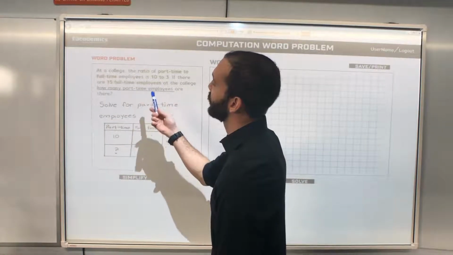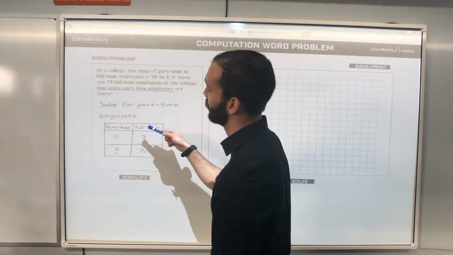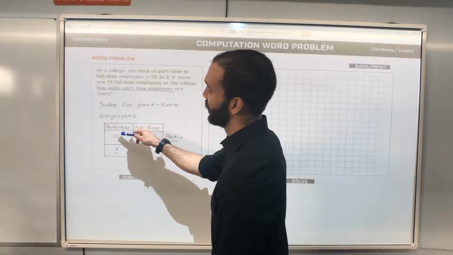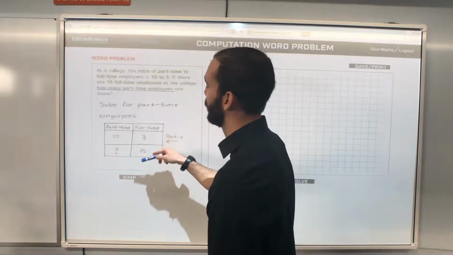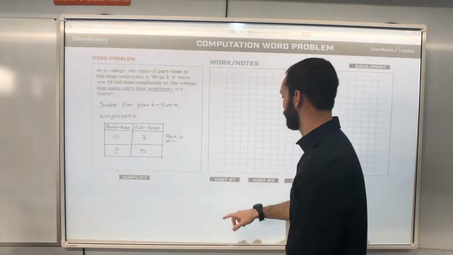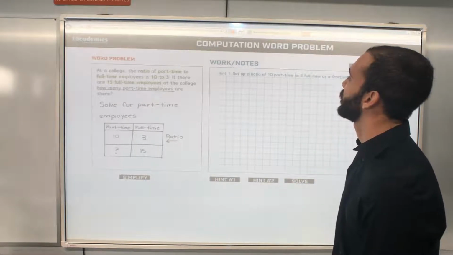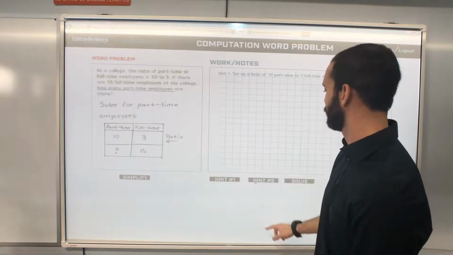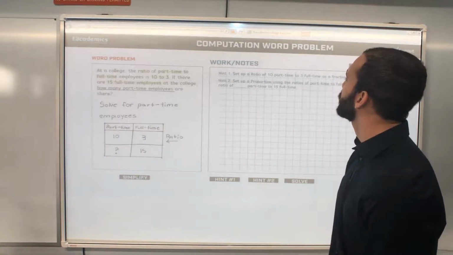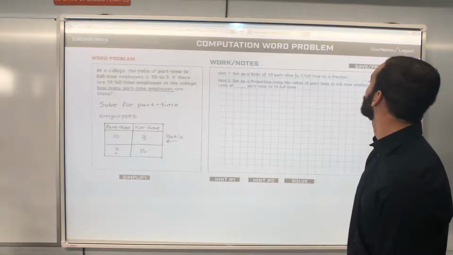So basically all we're doing is changing the part-time to follow the same change that the full-time is going through. All right. So let's see if I can use the hints here. Set up the ratio. Yep. Okay. Set up a proportion using the ratios of.